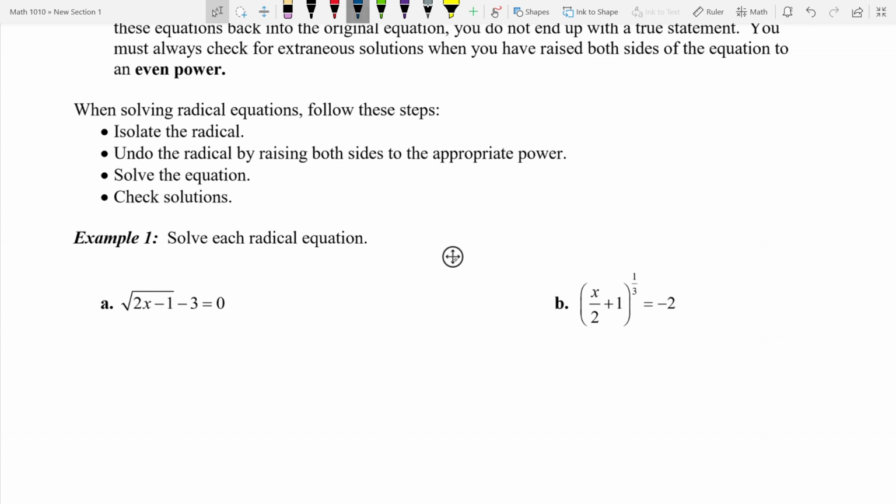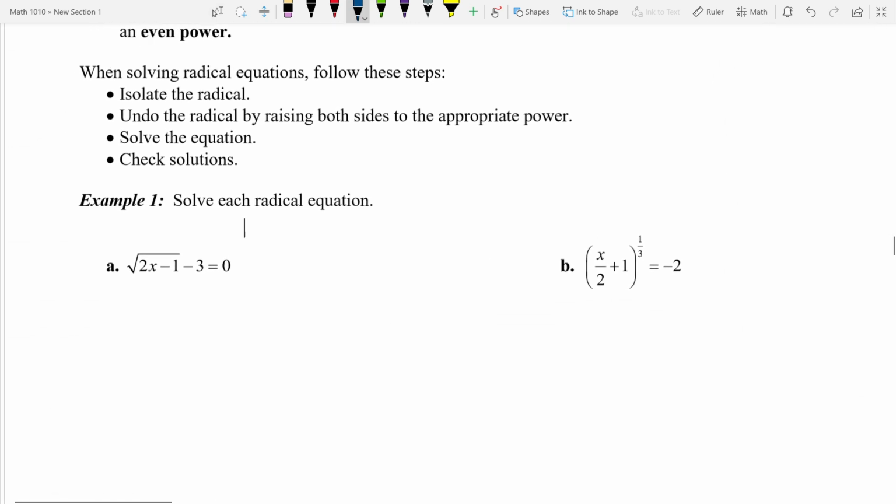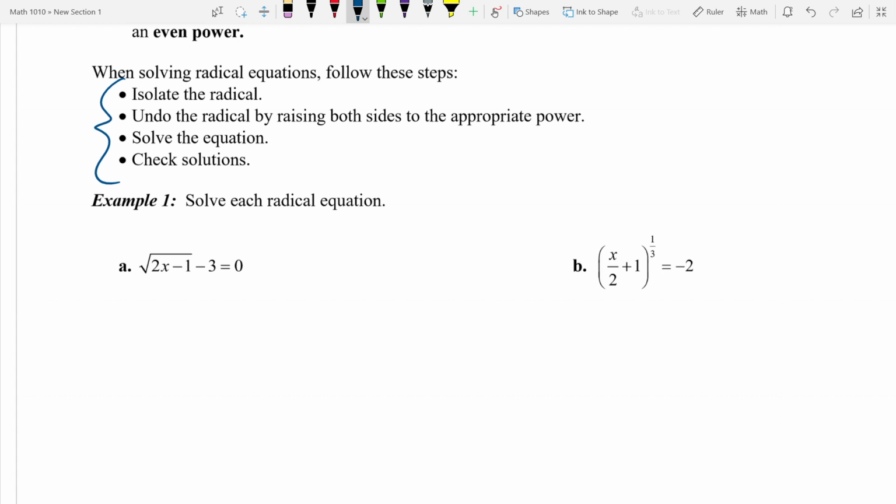First thing you need to do is get the radical alone. And don't get confused, the radical just means the root. Okay, so get it alone. And then the second step is to raise it to a certain power to get rid of the radical, and then to solve it and to check. The only time you're required to check is if you raise both sides to an even power. But I think it's important to check anyway because you want to get this right on the midterm.